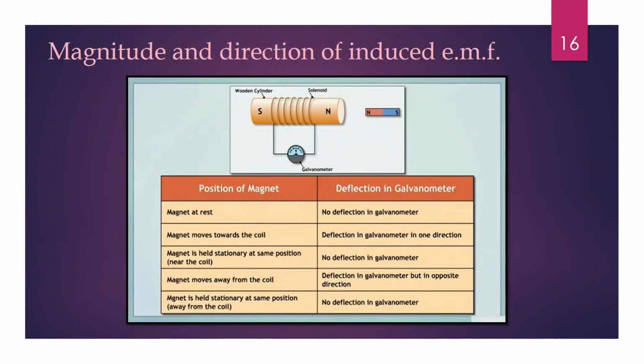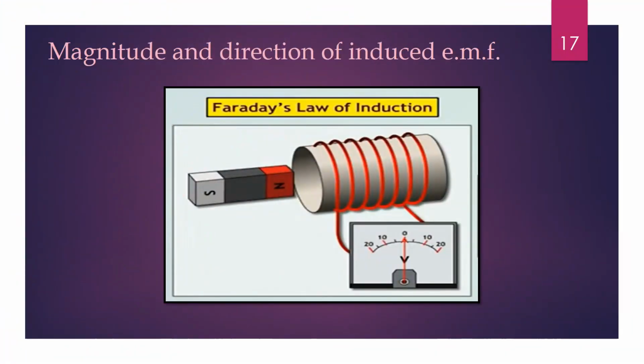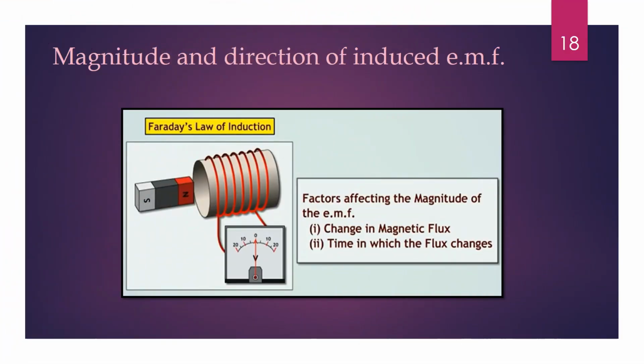Based on these experiments, Faraday formulated two laws of electromagnetic induction. Whenever there is a change in magnetic flux linked with the coil, an electromotive force is induced. The magnitude of the induced EMF is directly proportional to the rate of change of magnetic flux linked with the coil.